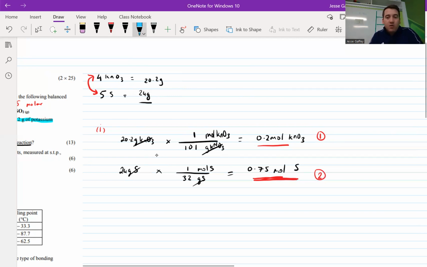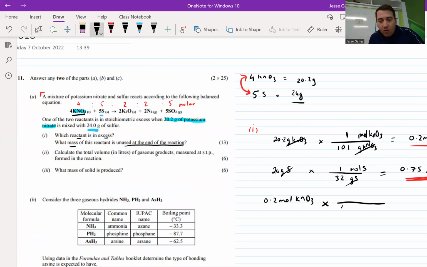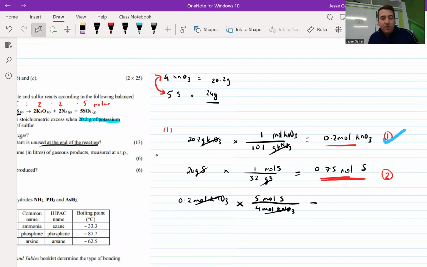All right, I'm going to go ahead and choose this one. I'm going to say, if I had this much in the beginning, 0.2 moles of KNO3, how much sulfur would I need to react with? Looking at my balanced equation here, I have 4 moles of KNO3, sorry, I keep saying KNO4, for every 5 moles of sulfur. That's what my ratio tells me, 5 moles of S. So the moles of KNO3 is given, and I'm finding out how many moles of sulfur that would be for 0.2 moles of KNO3.